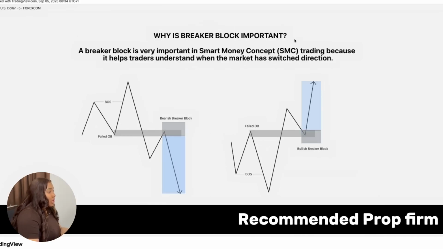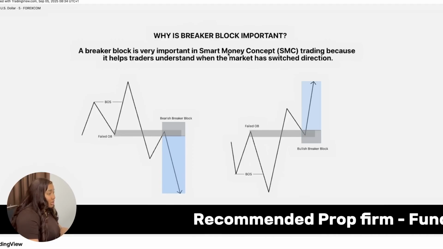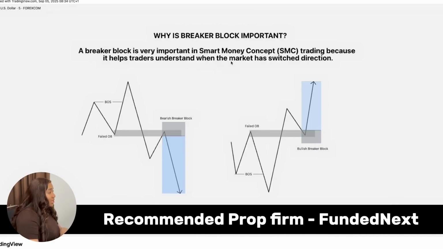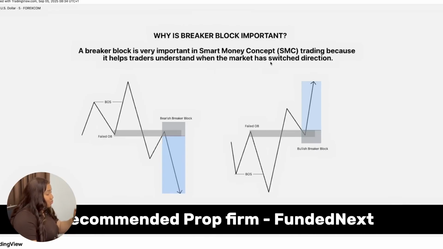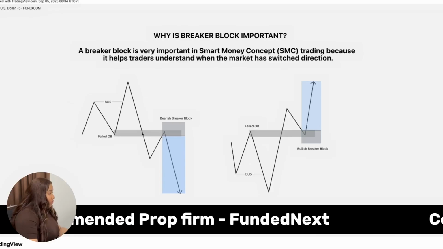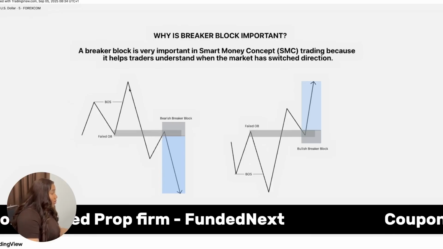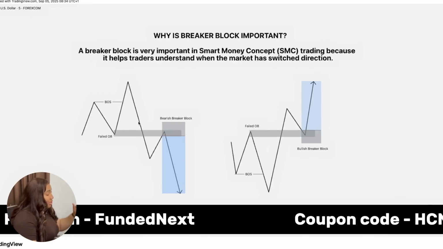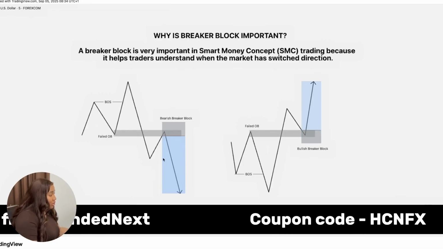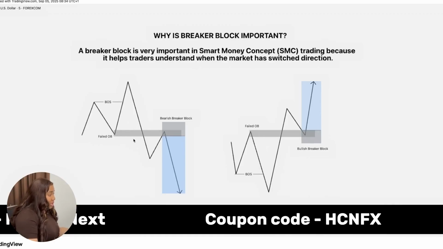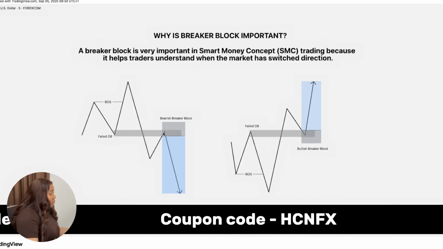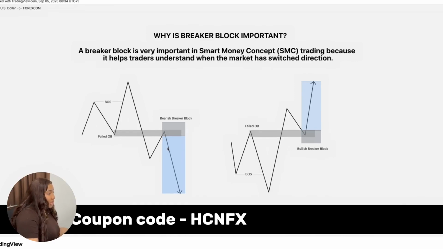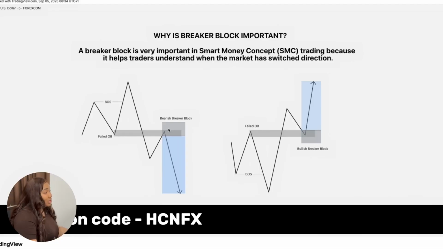Why is breaker block important? A breaker block is very important in smart money concepts trading because it helps traders understand where the market has switched direction. So you can also see from this illustration, once we get that failed order block, once price pierces through an order block, you position that order block. All you need to do is map it out, wait for price to come back into that zone, and then you take your entry. It shows that the market has changed direction.